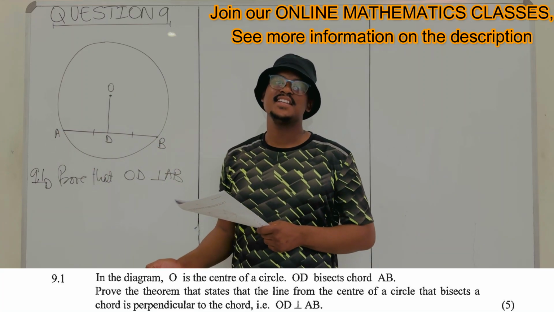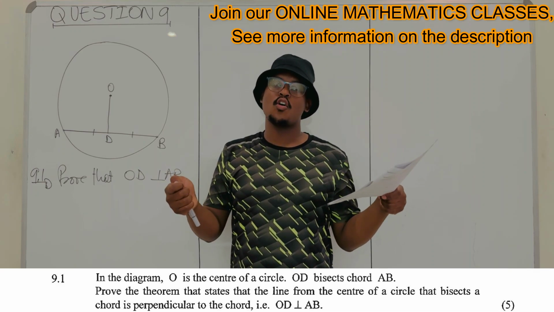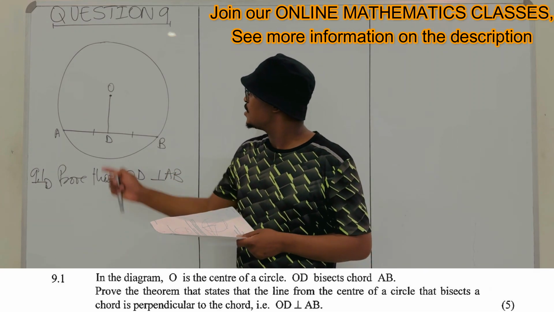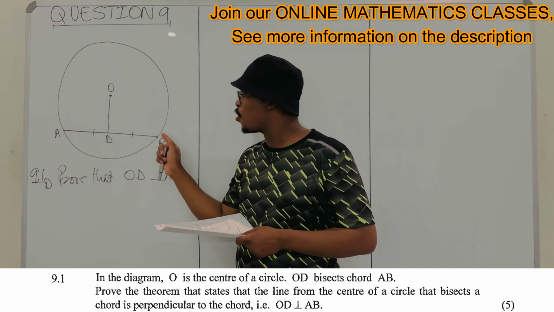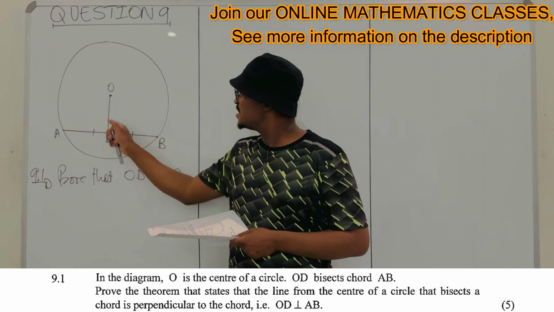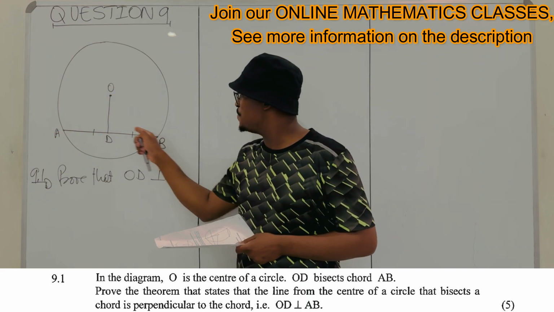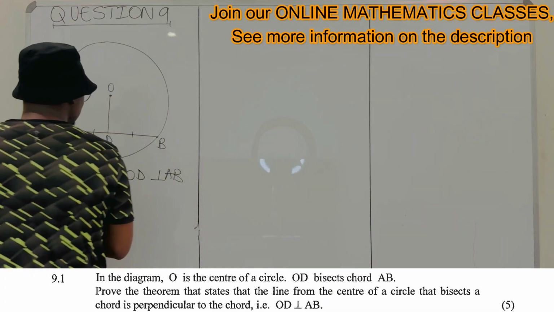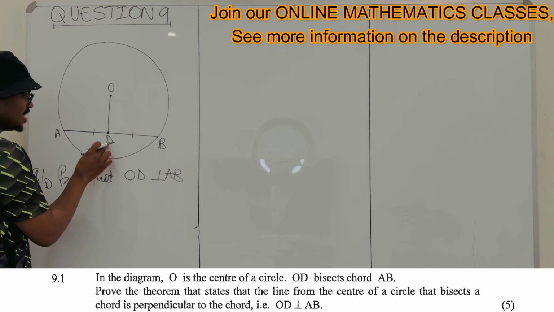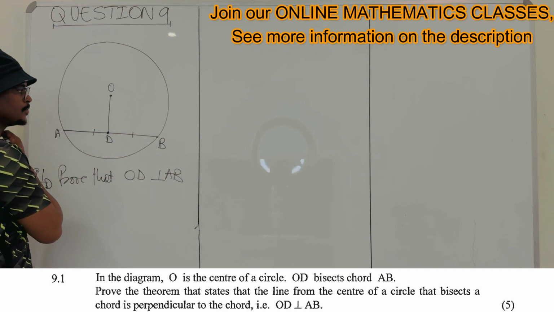So a chord is a line segment that joins 2 points of the circumference of a circle. And a chord that passes through the center is called a diameter. So they are saying OD bisects chord AB. What does that mean? It means that the line segment OD joins AB at the midpoint, so the point D is exactly halfway on AB.